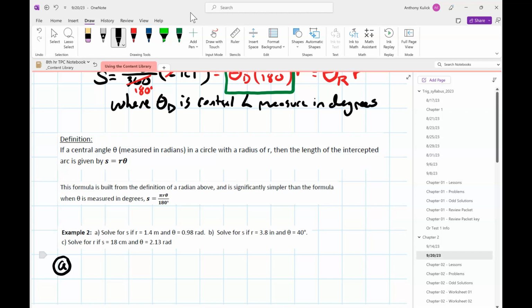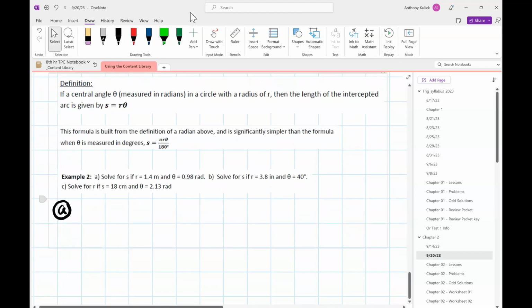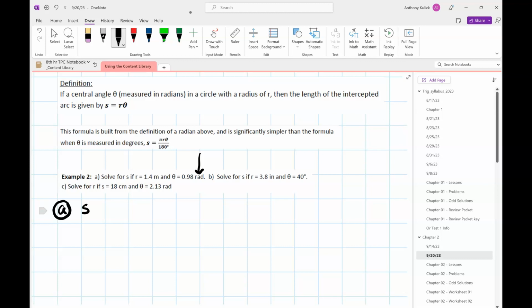Hi. Where do we leave off here? Okay. The first thing I need to look at is what measurement my angle is in. In part A, the measurement is radians. So I need to use that formula. All I have to do is plug it in and type it into my calculator.